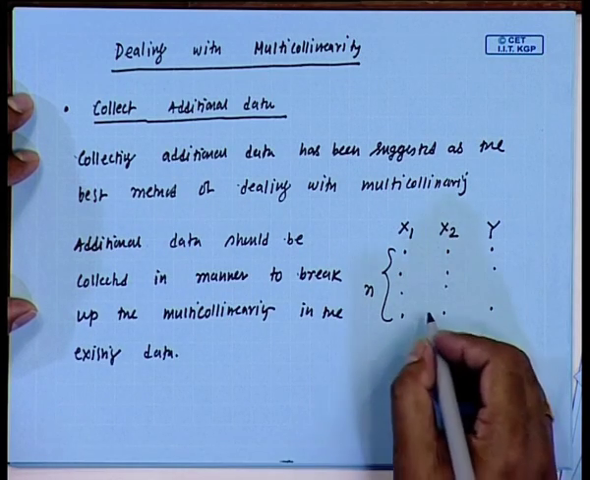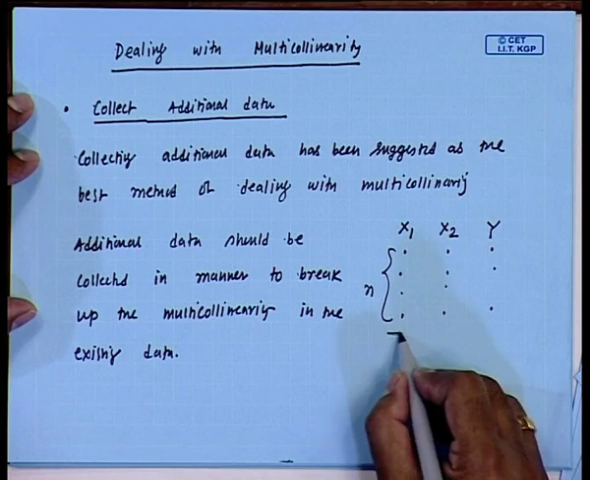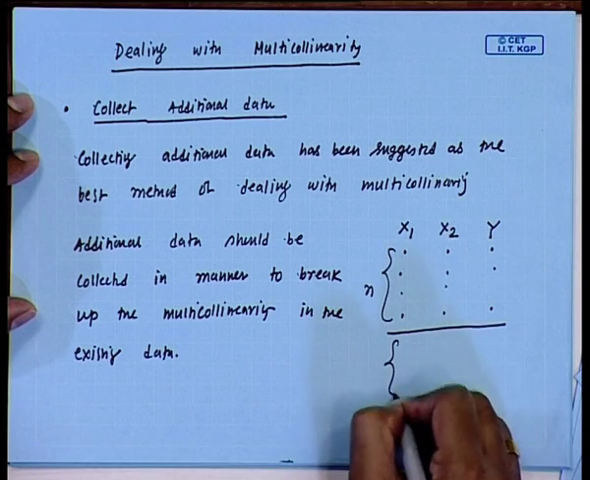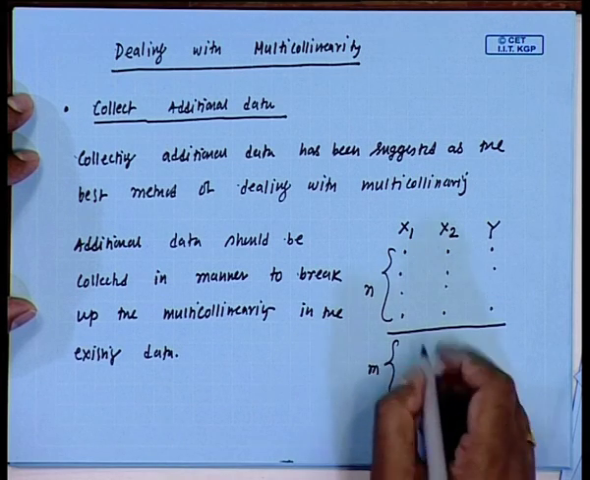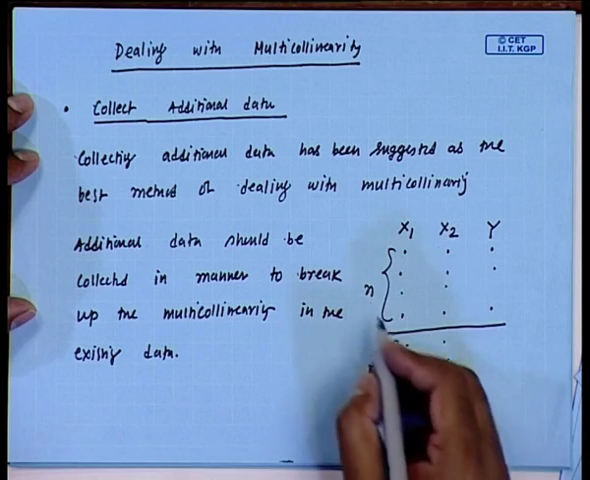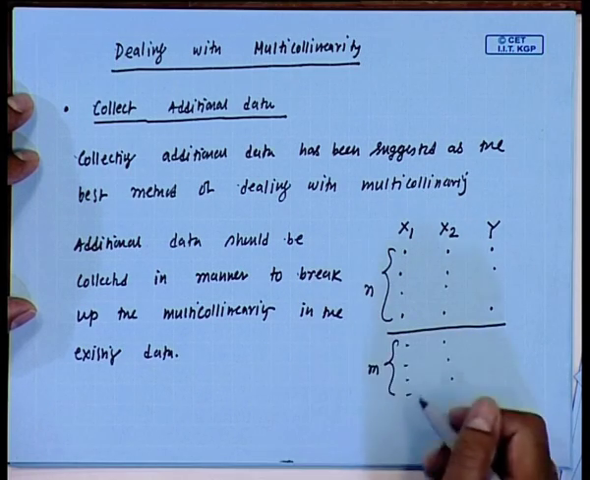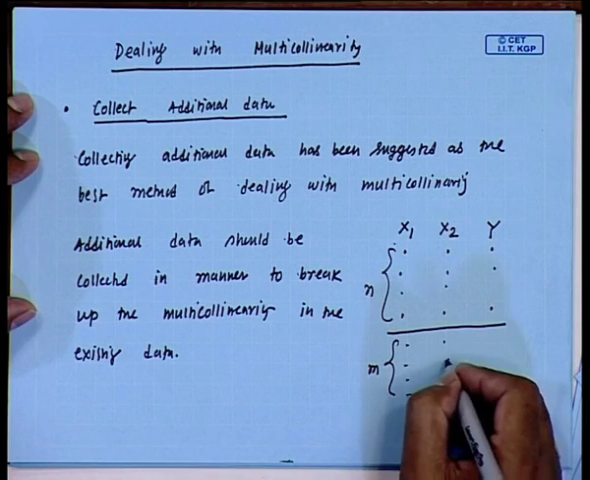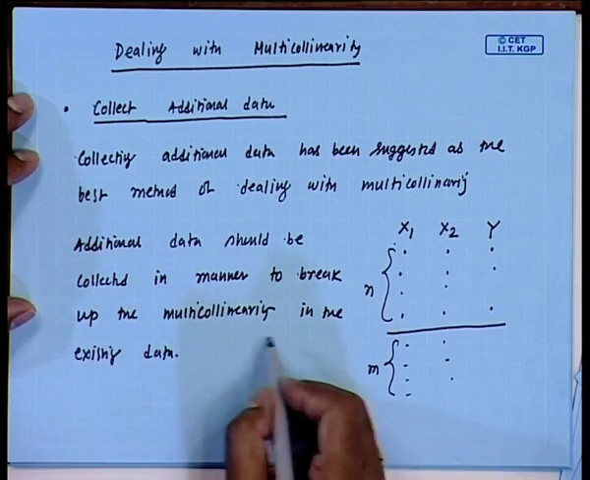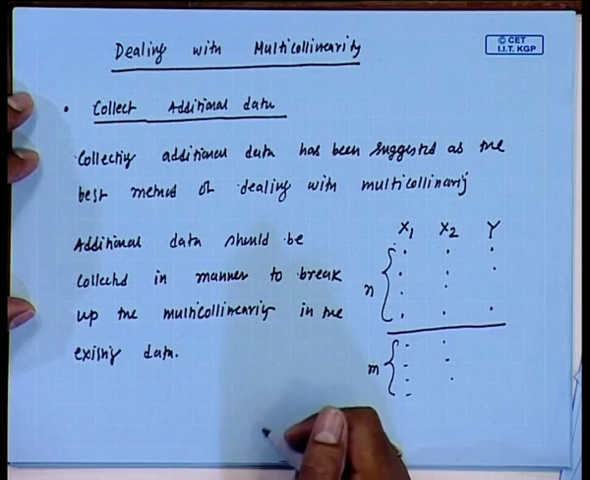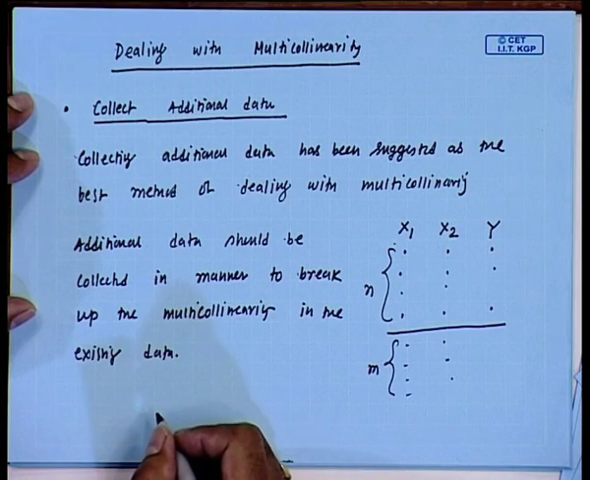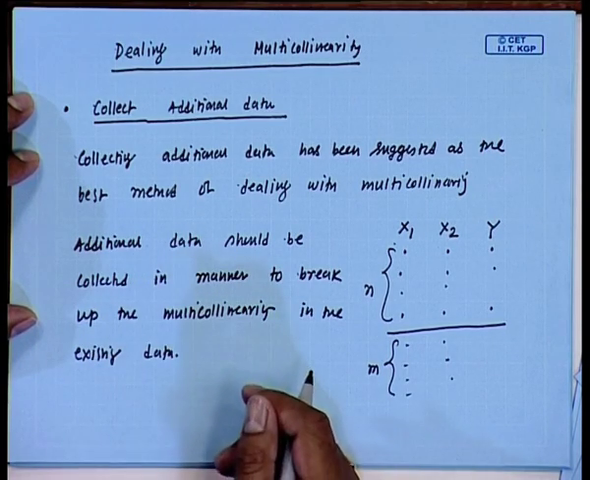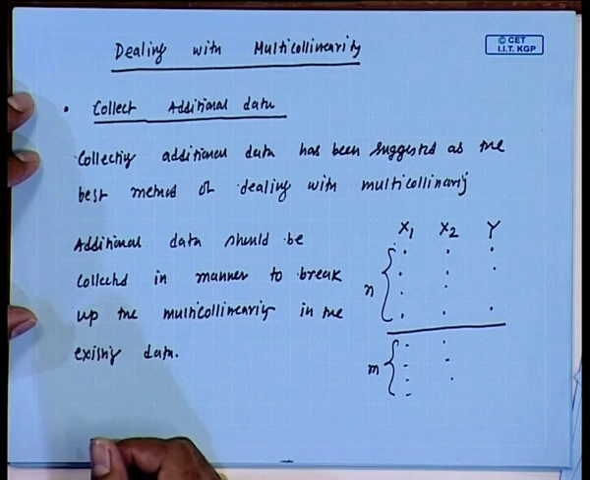Okay, I hope you understood that initially you have n data points, and here x1 and x2 are linearly dependent. So, you collect some more additional data, say m data points, in such a way that when you combine the complete set of n plus m data, then x1 and x2 are not anymore linearly dependent. You have to collect the data in a manner to break up the multicollinearity in the existing data. Okay. So, this is one way to deal with multicollinearity. Okay, but in many instances this is not possible in practice.